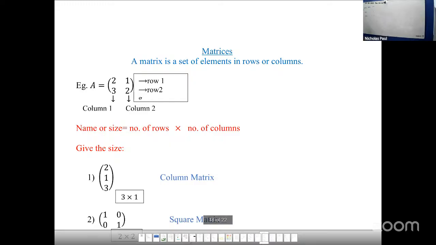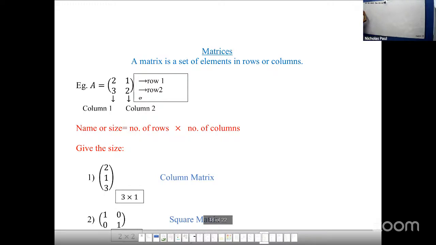All right, let's go. So, what is a matrix? The set of rows and columns, right? If you look up there, you will see an example of a matrix. That matrix is a combination of what? Combination of rows and columns, right?